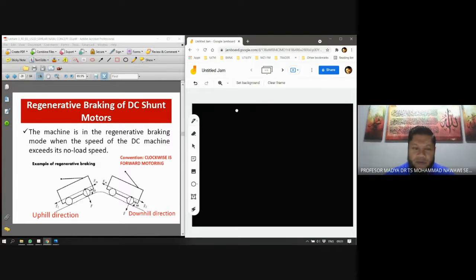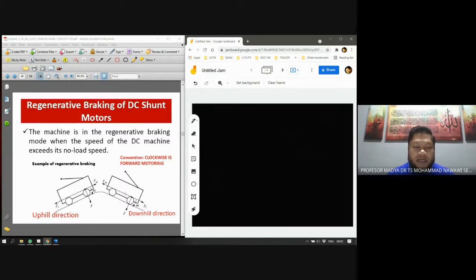Right. So we have the uphill direction. During this time, if you go uphill, there is a load torque, or we call it a force, that actually moves towards downhill, isn't it? And we want the motor to rotate in that direction. So now we also have the torque of the motor following the direction of the car here, isn't it? So we are actually in the motoring mode, right?